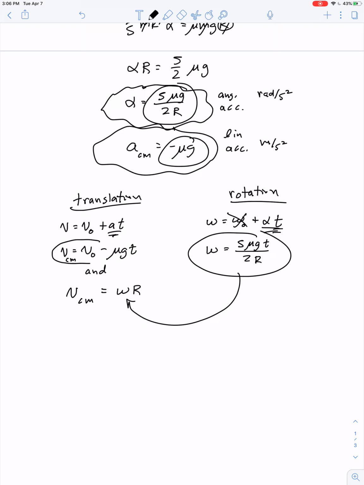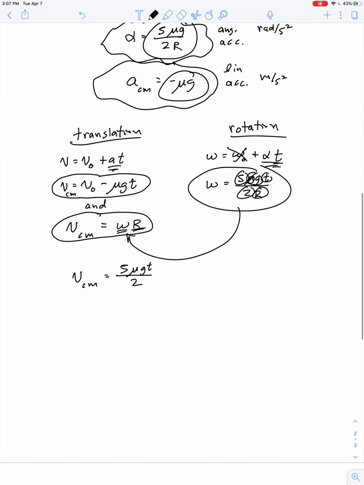So we make a substitution. We have one equation for the velocity of center of mass and another one that have to agree with each other. So the velocity of the center of mass is equal to, well, if I multiplied 5 mu gt over 2r as omega and then multiplied it by r, that just makes the r cancel out. So we find the velocity of the center of mass has to be 5 mu gt divided by 2.